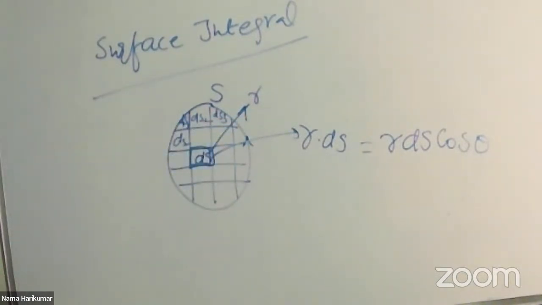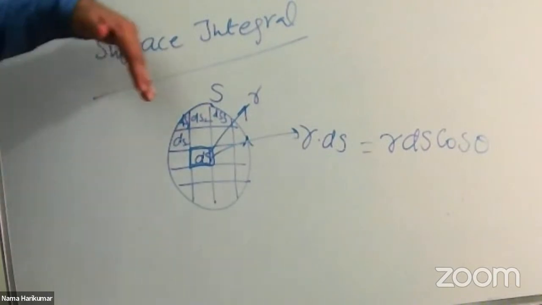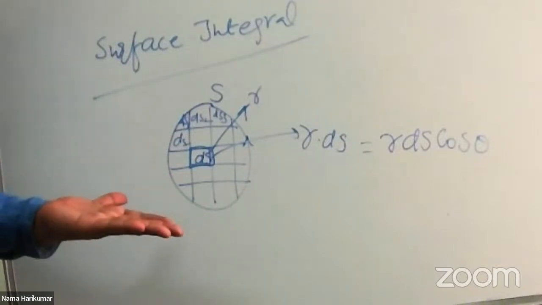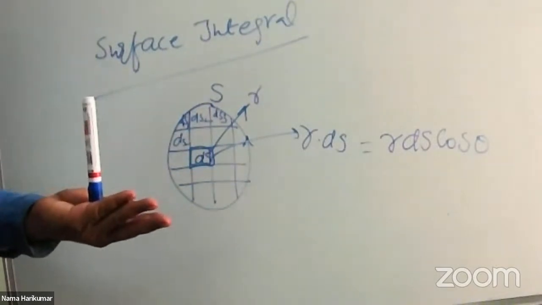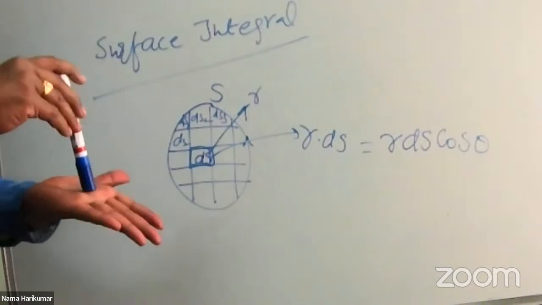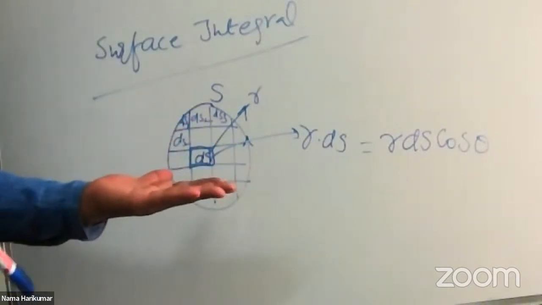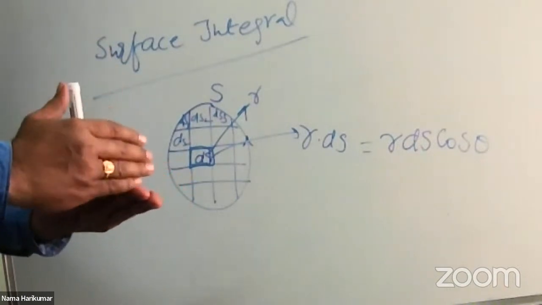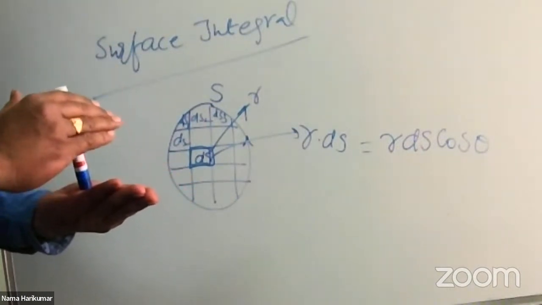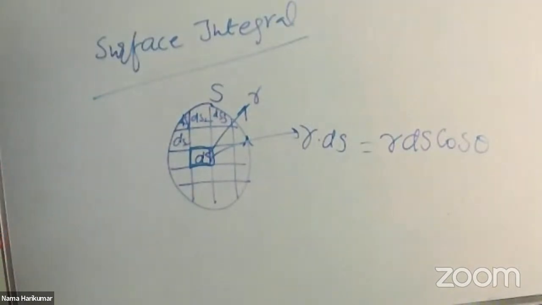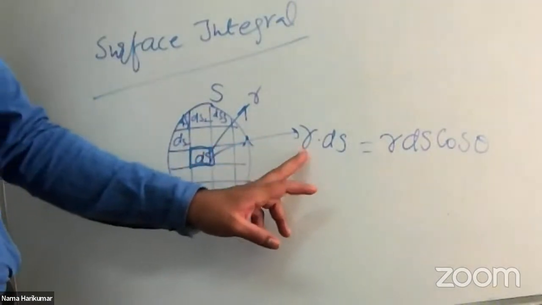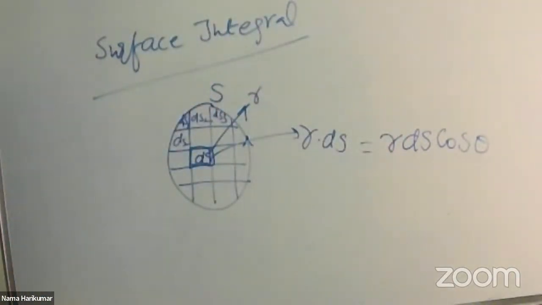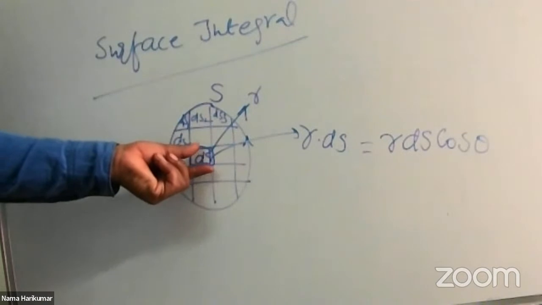How does it form? Okay, this is the surface. This is the direction of the surface. Okay, so between the surface and the surface direction, one angle is formed. This is the theta angle. So these are r dot dS, or r dS cos theta. These are one particular value.